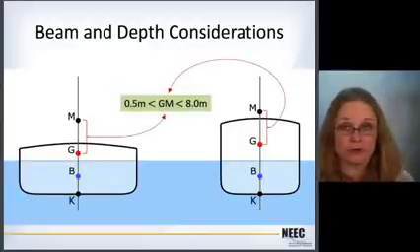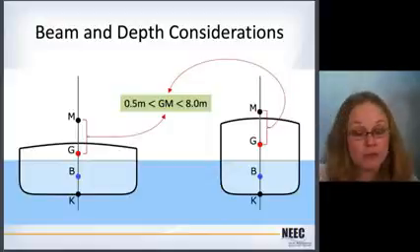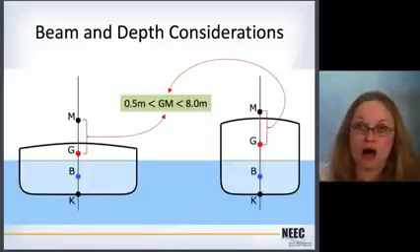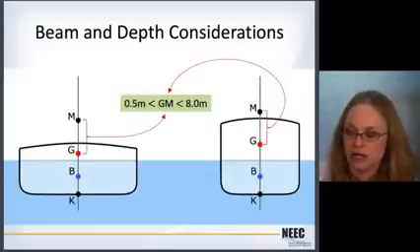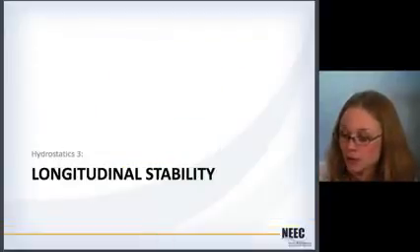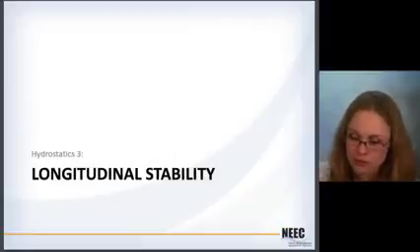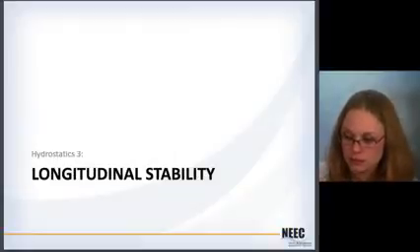Whereas if you've got a narrower ship that maybe needs to be narrow because it needs to be faster, you're going to have to make it taller so that you still have enough GM to get in this sweet spot here. So that was just a real quick intro on transverse stability.